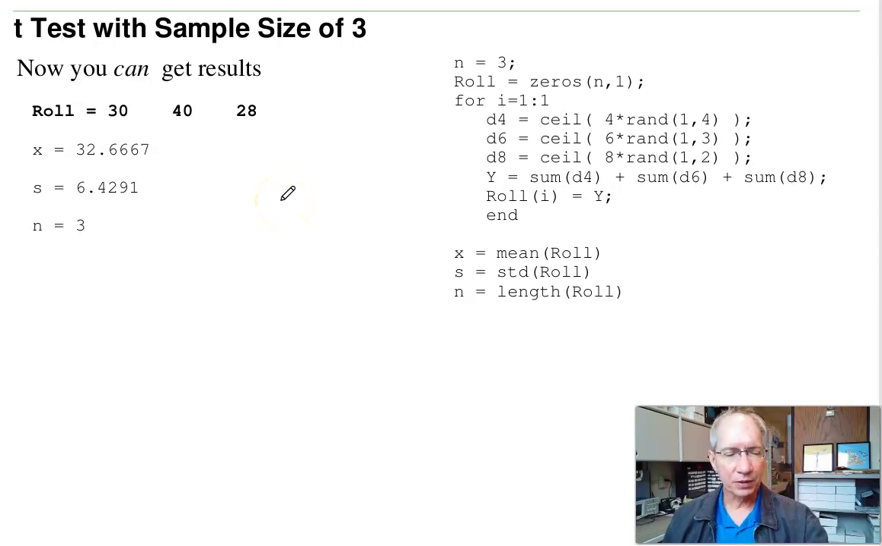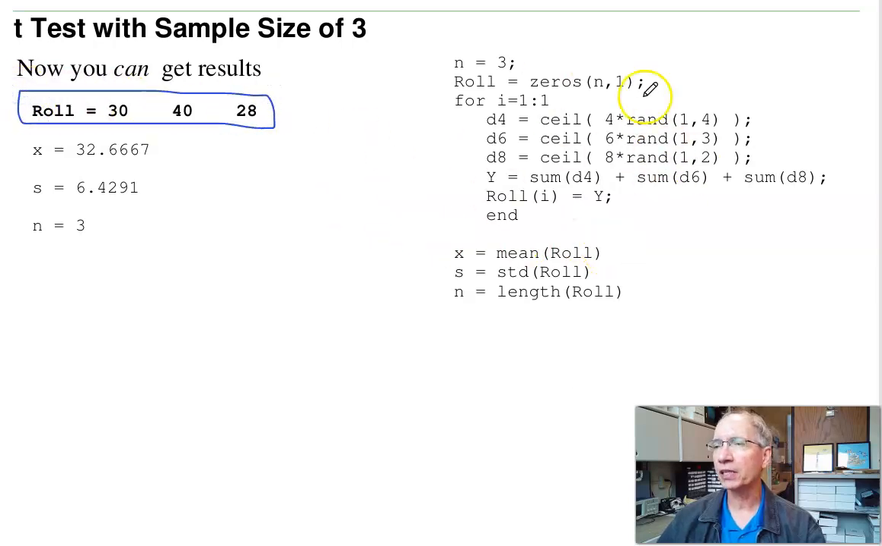Okay, so instead of just having single data points, suppose I roll the dice 3 times. I do that, I get 3 numbers, so here's my results. 30, 40, 28, found in MATLAB. With that data, I can then do some analysis. I want to find out what is the mean, what is the variance, what's the sample size. And in MATLAB, there's commands standard deviation and variance.